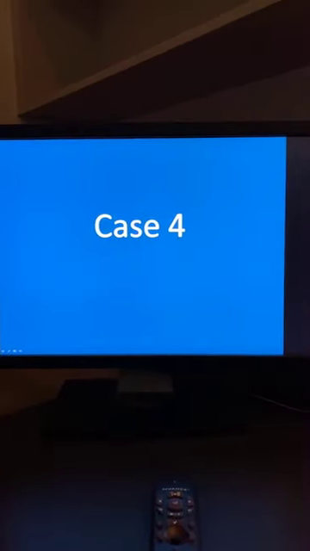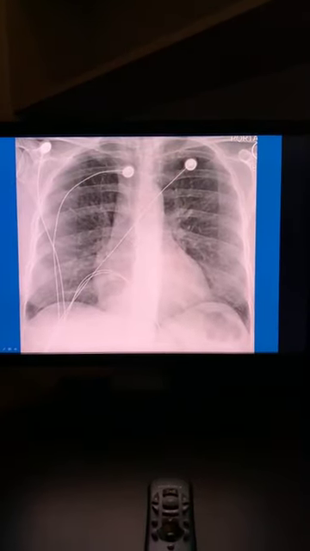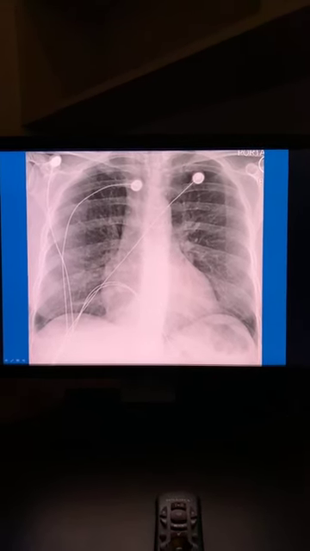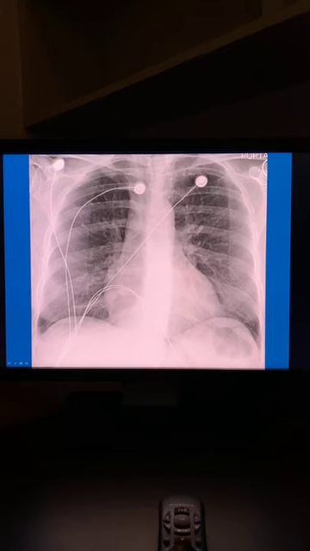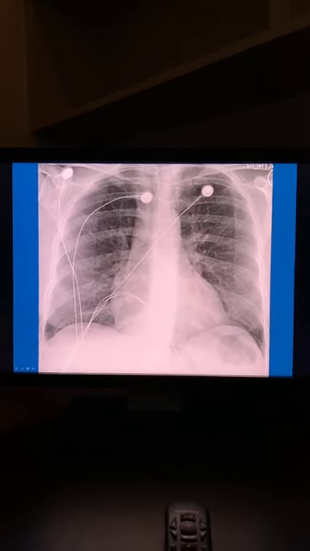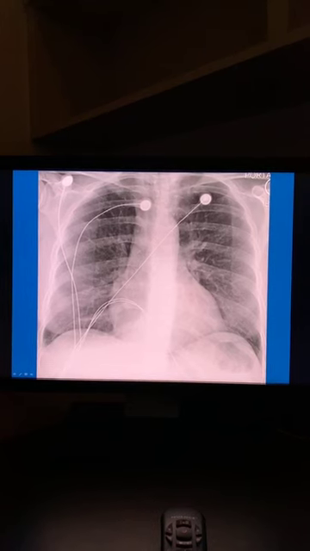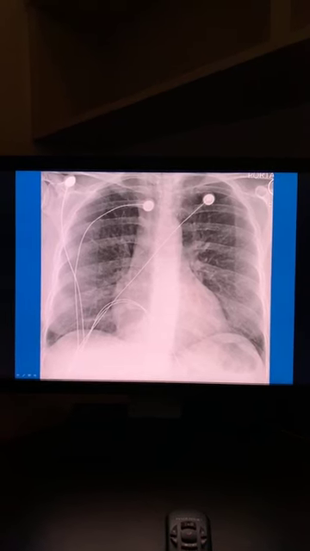Case number 4. What do we got? Who wants to call it out? Normal, next. Somebody's gonna say heart's a little generous. Okay. Is this an AP or a PA? Anybody? What did I tell you about the clavicles? Where's my mouse? There it is. What did I tell you about the clavicles?